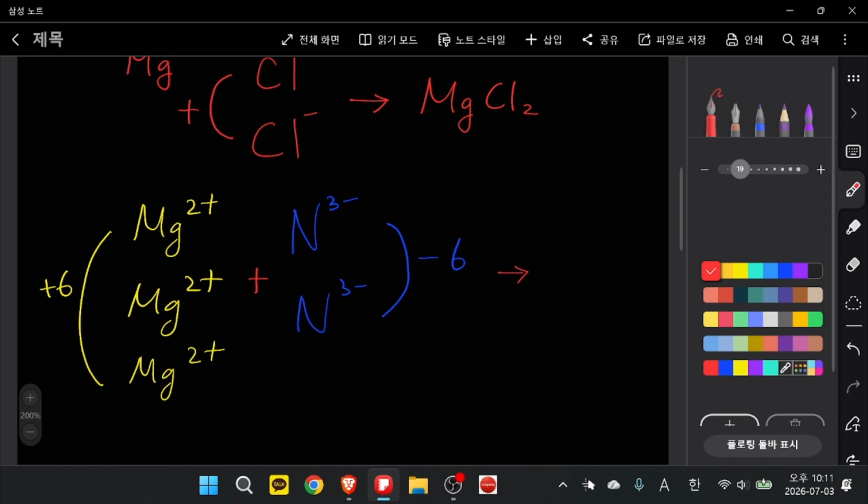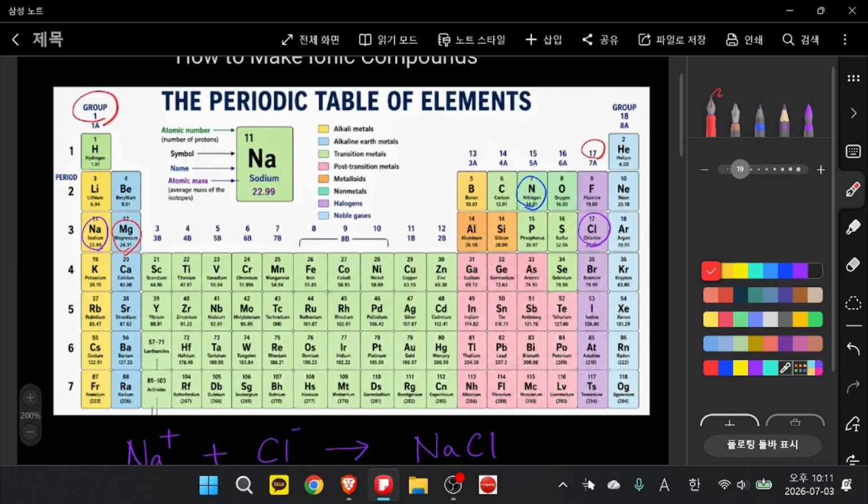So the formula is Mg3N2, and the compound is called magnesium nitride.